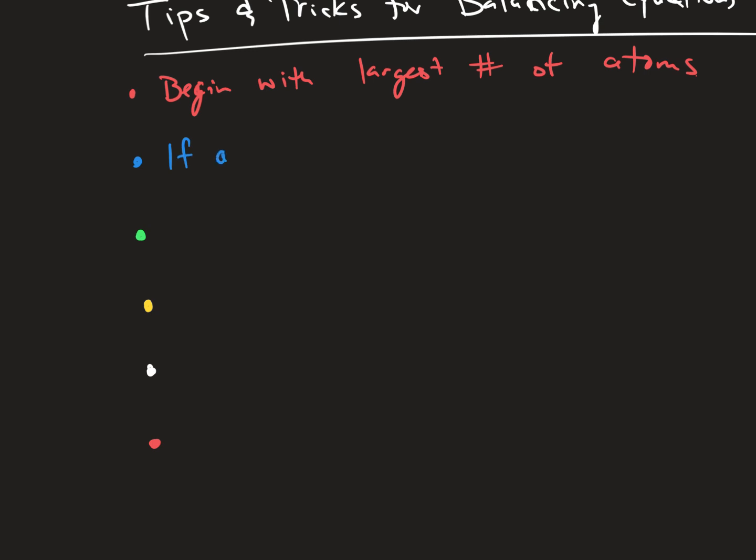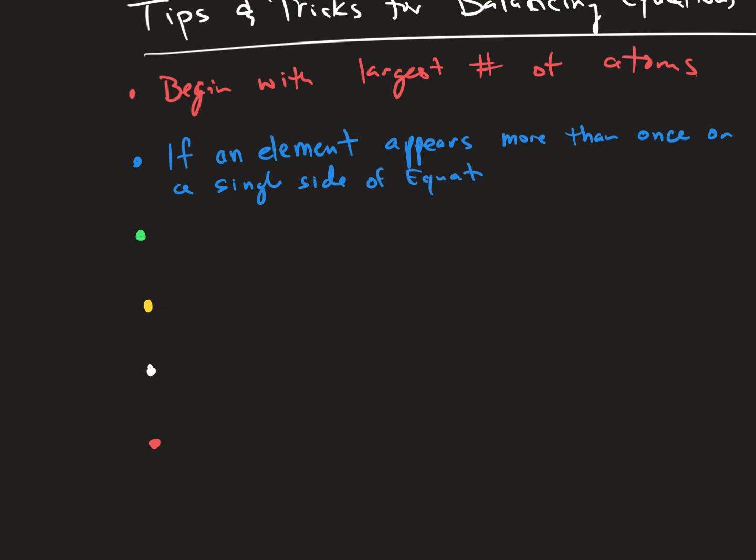If an element appears more than once on a single side of the equation, save for last. Did I spell it right? Is there only one P? 2 P's. Okay, thank you.